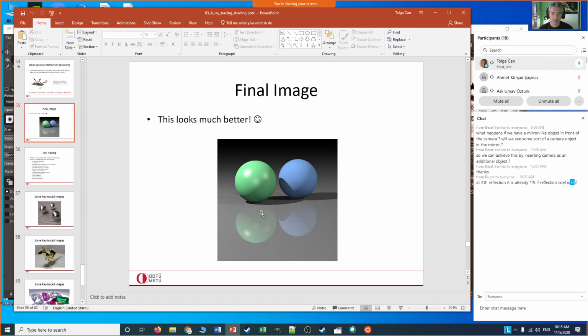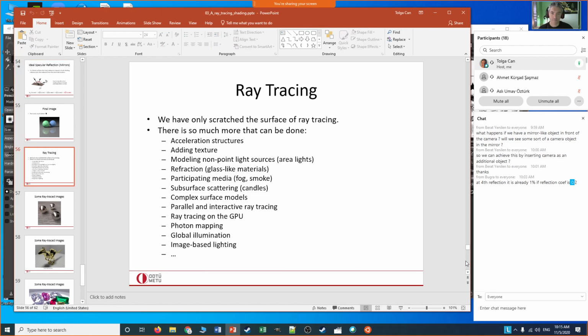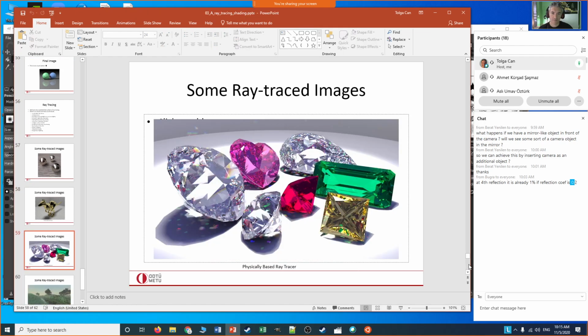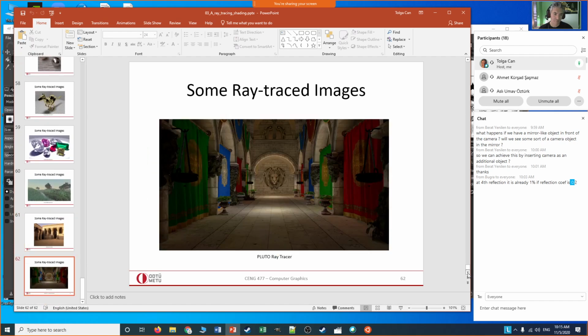Yeah, and the final image with the reflection added is going to look like this. So this reflection is going to be added just as a fourth component to our color computation, and this L is computed by multiplying the reflection coefficient of the material with the incoming ray color. And here are some example images we went over last time, so I'm skipping those.